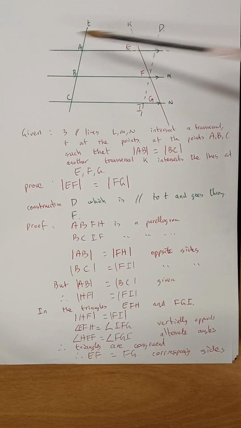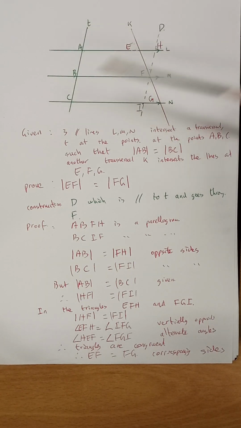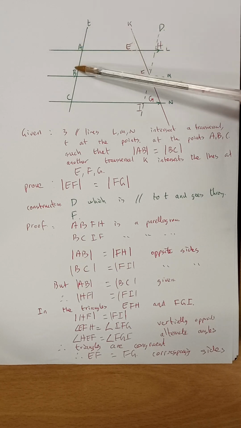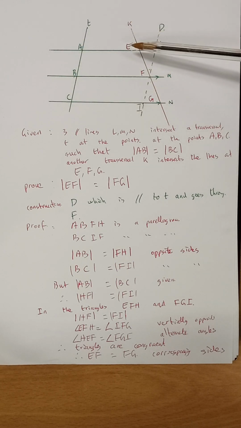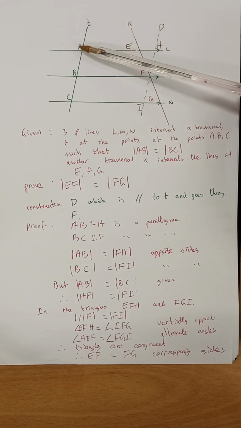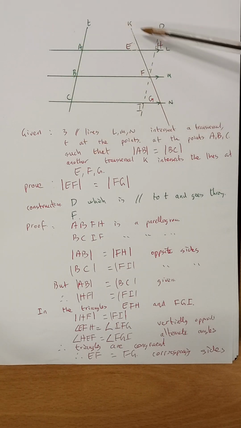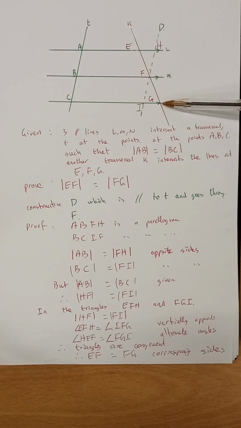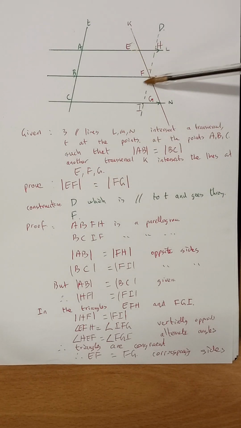What you're given: three parallel lines, two transversals, T and K. These transversals, you label them A, B, C, where they intersect, E, F, and G. What you want to prove is that if they're the same distance apart, then on the other transversal they'll be the same distance apart. Now, obviously, this makes logical sense, but how do you prove it? So you're trying to prove that EF is equal to FG.